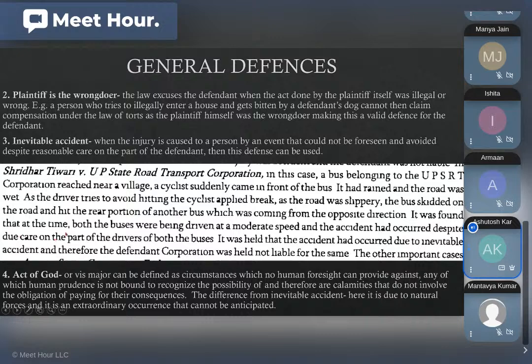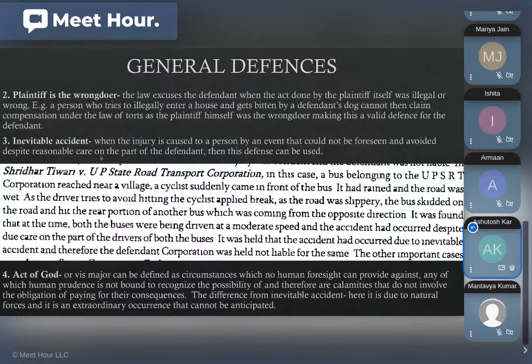It was found that at the time both buses were being driven at a moderate speed, मतलब ठीक ठाक चल रहा था सब. Accident had occurred despite due care on the part of the drivers of both the buses. It was held that accident had occurred due to inevitable accident and therefore the defendant corporation was held not liable for the same. मतलब अगर वो बस के जो बैठे थे passengers, if perhaps one of them was Sridhar Tiwari, if he filed a case against UP's State Road Transport Corporation who owned the bus, they were not liable to pay any kind of damages to that person because both the bus drivers tried their best to avoid it and it was an inevitable accident which could not be foreseen and avoided despite reasonable care. I hope it's clear.